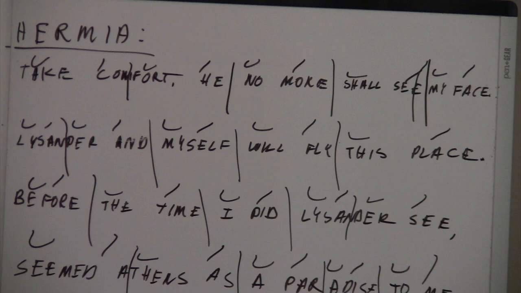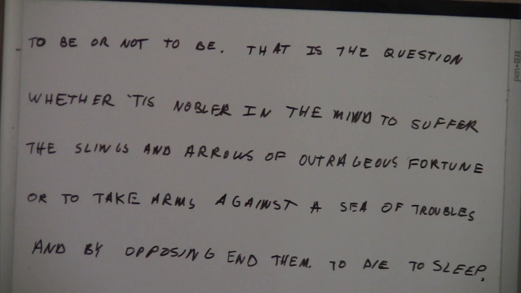Okay, now we're going to start to talk about some variations from the iambic pentameter, because sometimes within a verse line, you're going to have some differences. Now here we have Hamlet's very famous to be or not to be speech. So let's just go through this first line and let's count the number of syllables in this first line. To be or not to be, that is the question.